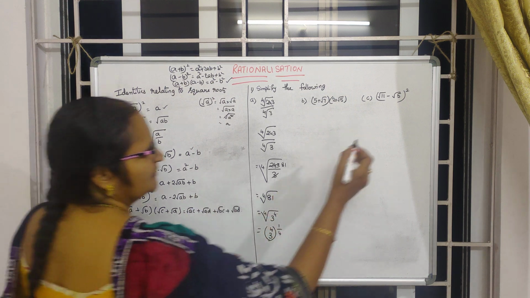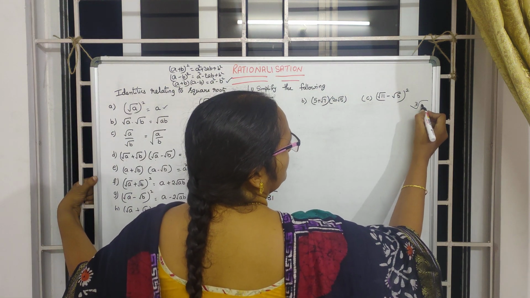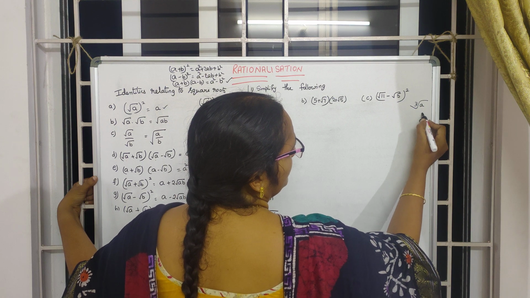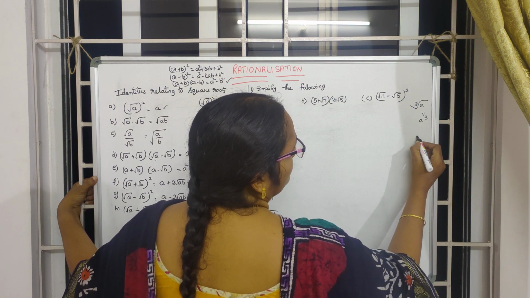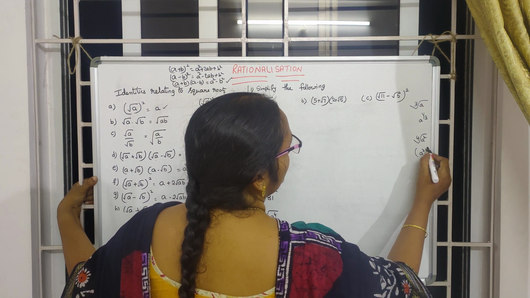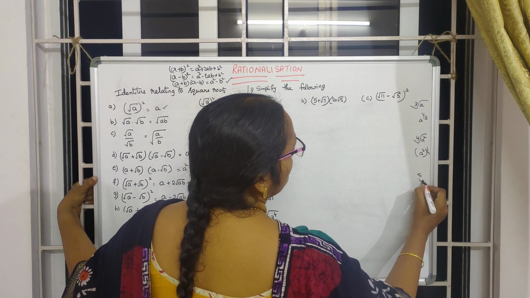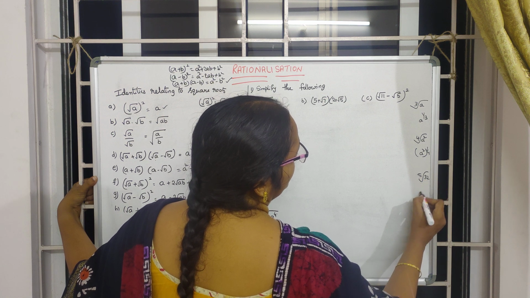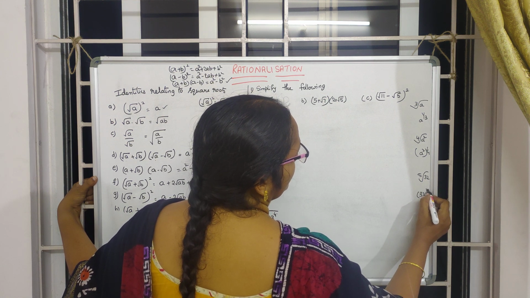Cube root of a can also be written as a to the power 1 by 3. Fourth root of a square can also be written as a square whole to the power 1 by 4. Fifth root of 32 can also be written as 32 whole to the power 1 by 5.